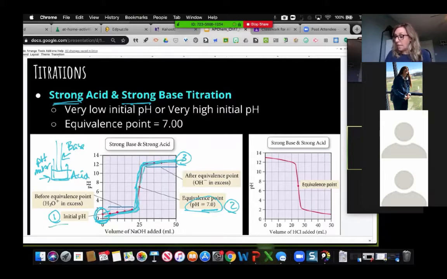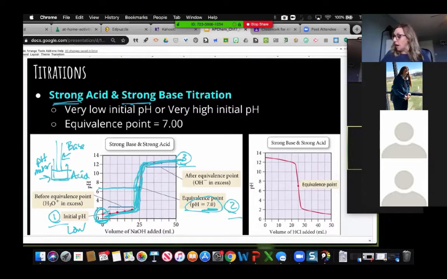So anytime it asks you what are features of the graph that indicate that it's a strong acid, strong base titration, those are your three things. Low initial pH, equivalence point is at a 7. So you can see if you look over here, the middle of that straight line in the middle is at 7. And then the third thing is the shape of the graph, where it goes straight over, straight up, and straight over.